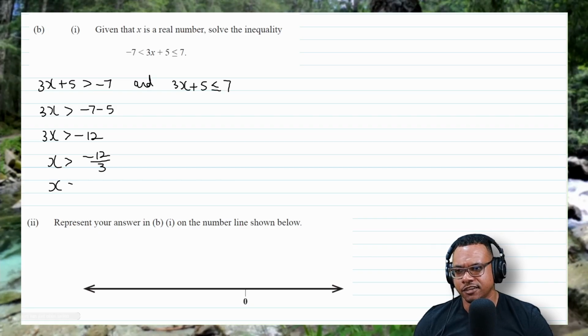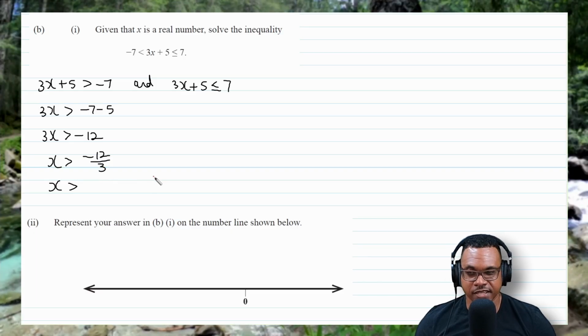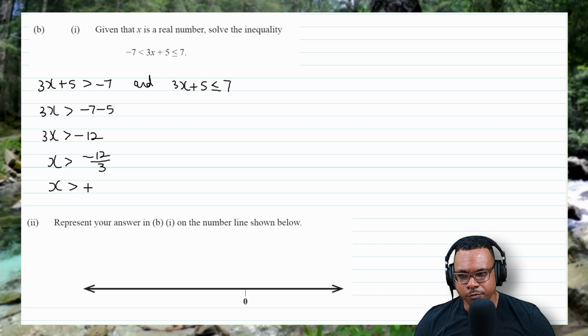So x is greater than, of course, I divided a negative number by a positive number, so your answer is going to be negative. And of course, 3 goes into 12 4 times. So your answer will be x is greater than negative 4.